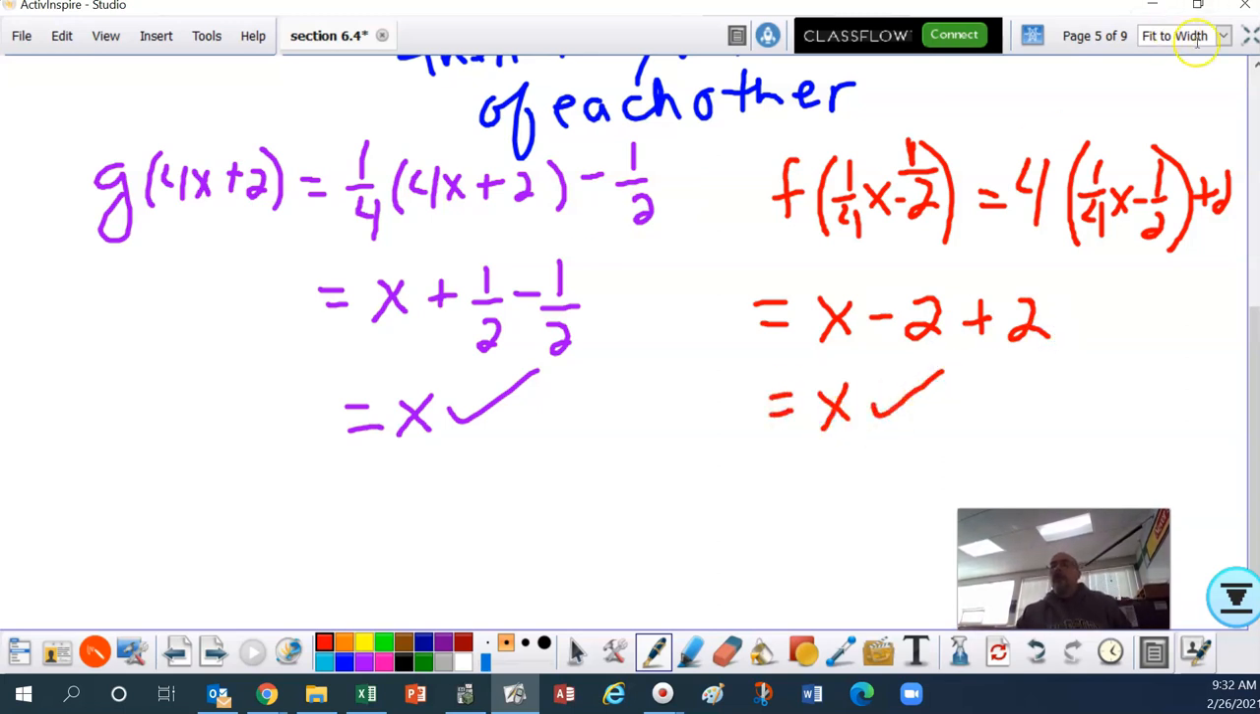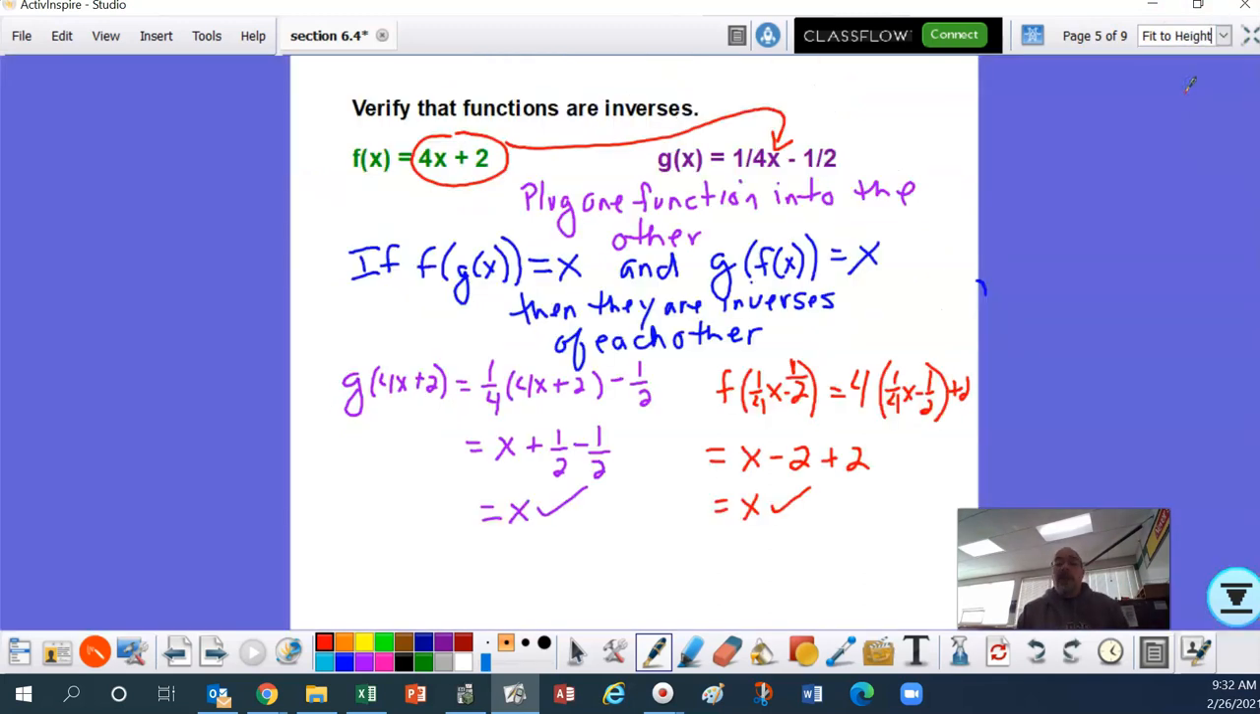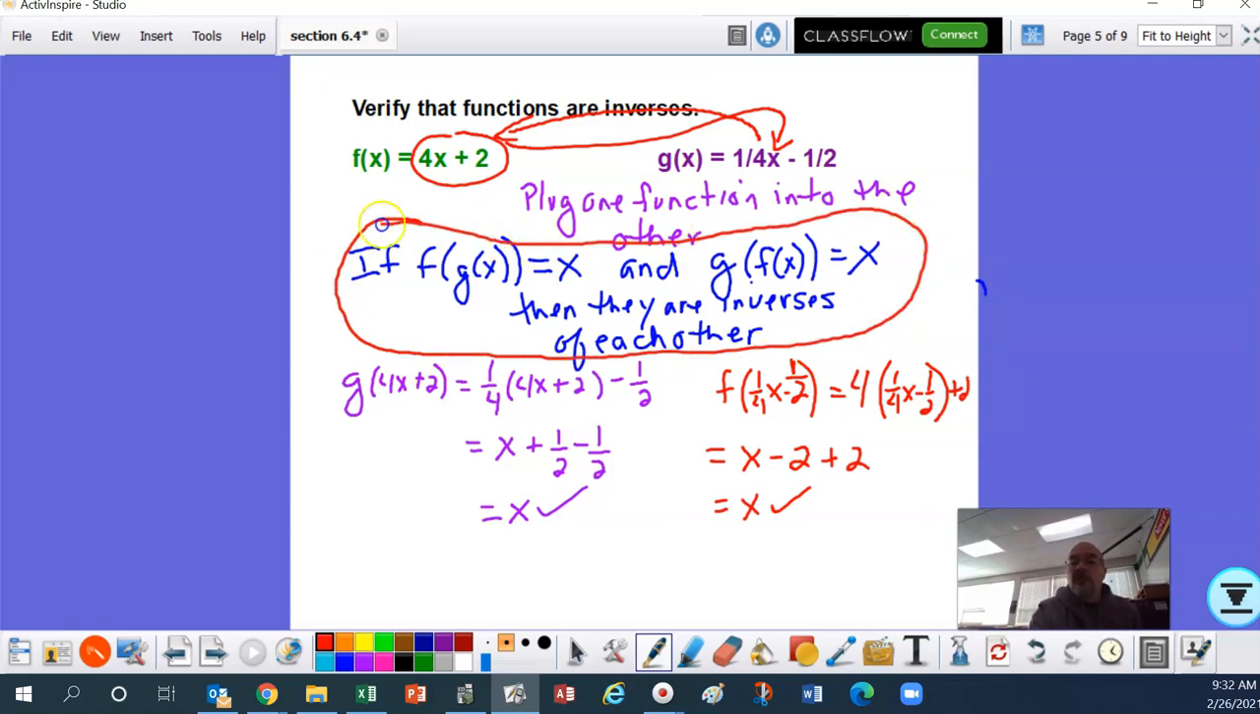And therefore we get x. Check. All right. If you didn't get that, rewatch it because I'm only doing one example of that, folks. Again, we plugged one function into the other and we got x. Then we did the opposite. We plugged in the other function into the other one, and we ended up with x. If they are equal to x, then they are inverses of each other. That means they will reflect over that y equals x line. Okay, last, here we go.